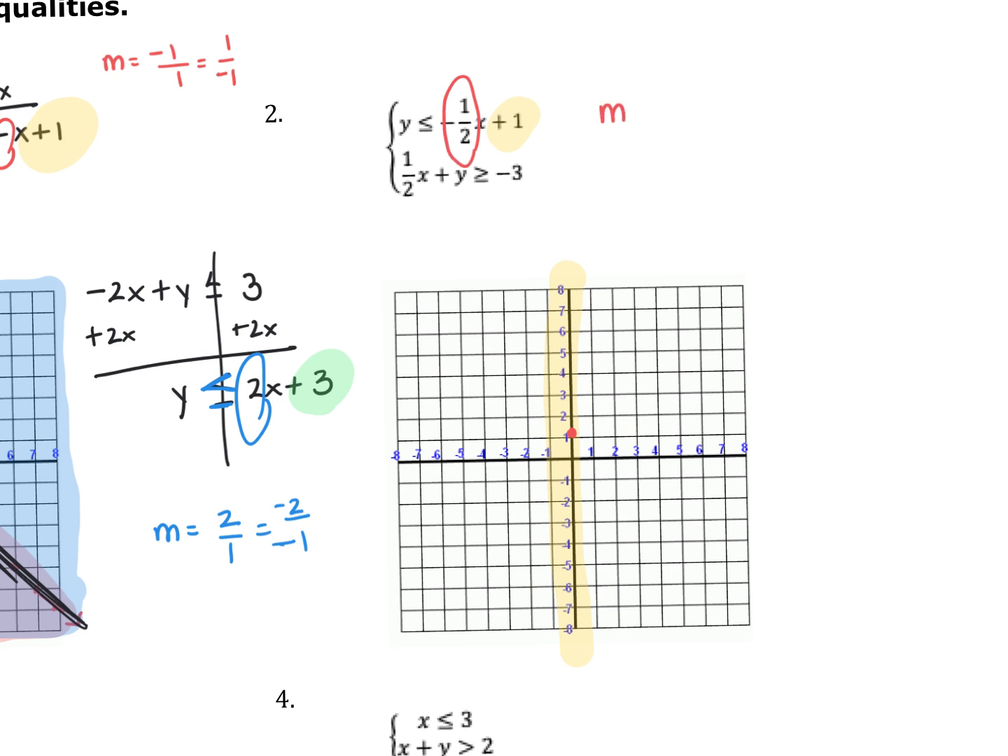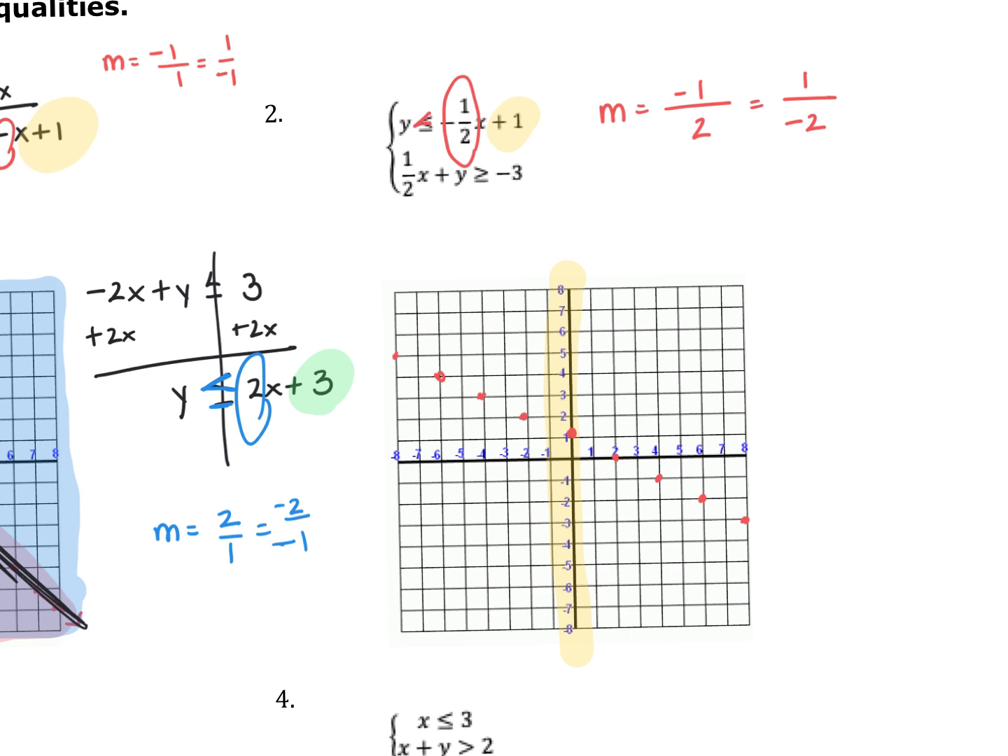So my m, this one's kind of tricky because I have a negative out front, but that negative can only go on one of the numbers. This time, I'm going to put it on the top number. So I'm going to have negative 1 over 2. That means I'm going to go down 1, right 2. Down 1, right 2. And if I can't go down and to the right, I'm going to go up and to the left. Okay, so we went down and to the right, but now we went up and to the left.